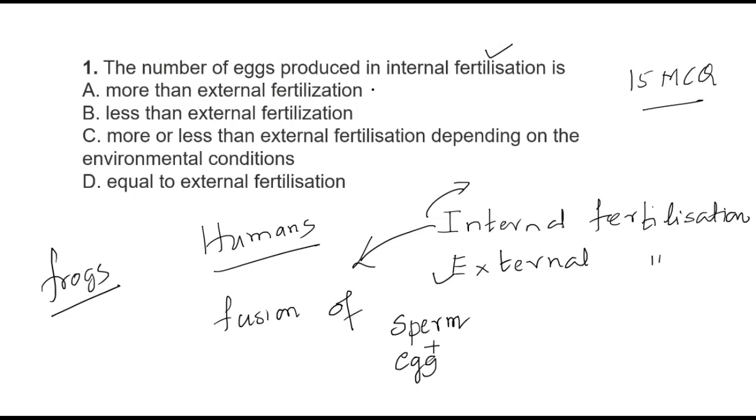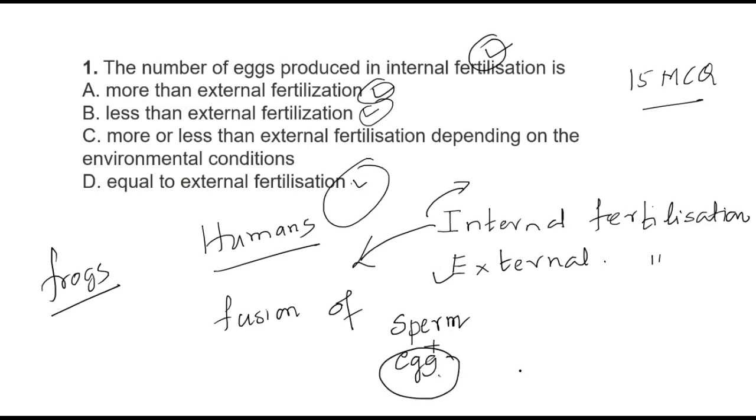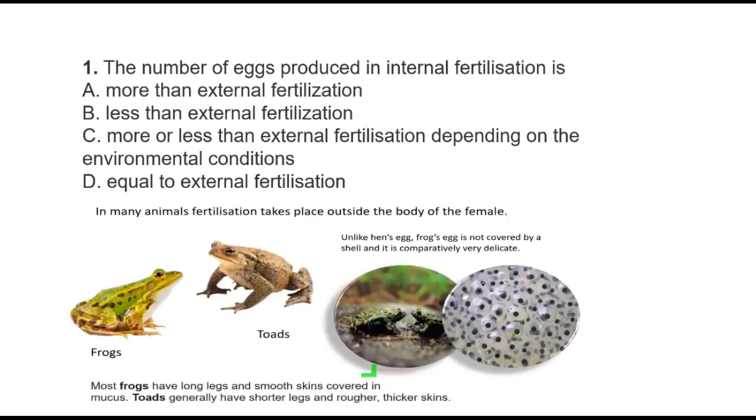Okay, the number of eggs produced in internal fertilization is, you see the options: more than external fertilization, right? Less than external fertilization, and more or less than external fertilization depending on the environment, equal to external fertilization. Okay, so which one is wrong and which one is right, we should know about external fertilization now, right? In internal fertilization we get one egg in the mother's ovary, right? But in external fertilization we have studied, such as in frogs, they lay thousands of eggs in water, right?